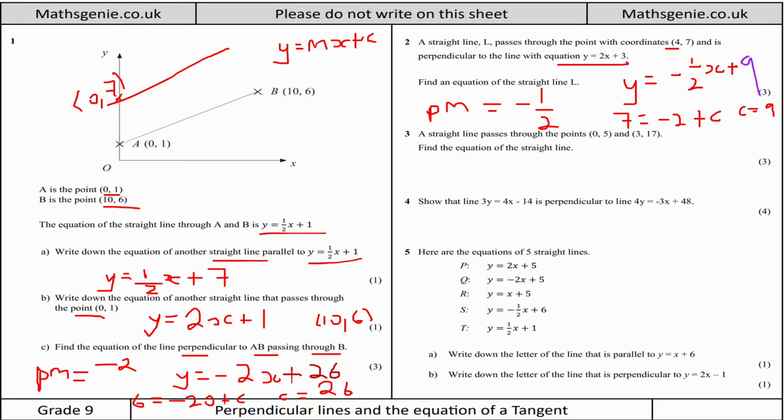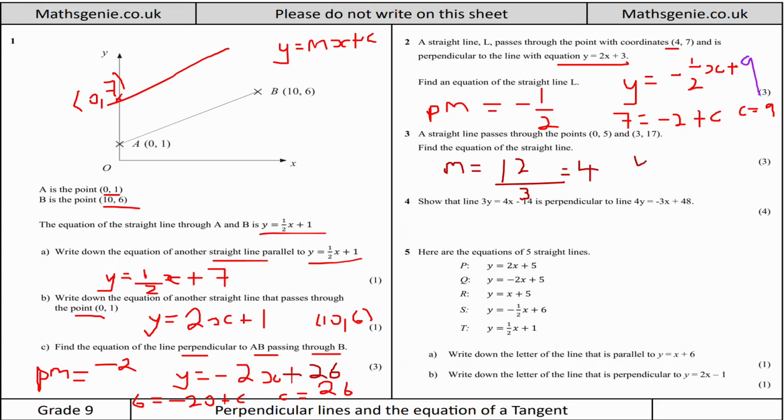This is question number 3. A straight line passes through the points 0, 5 and 3, 17. Find the equation of the straight line. Well, the gradient is the change in y divided by the change in x. So rise over run. So it's a difference in the y coordinates divided by the difference in the x coordinates. 17 take away 5 is 12. 3 take away 0 is 3. 12 divided by 3 is equal to 4.